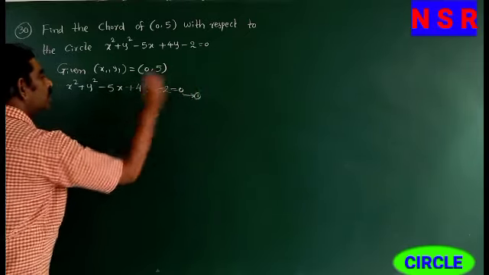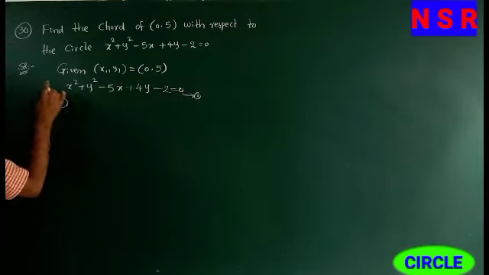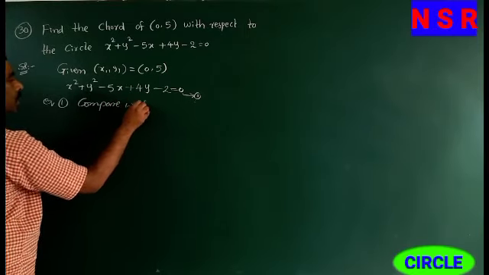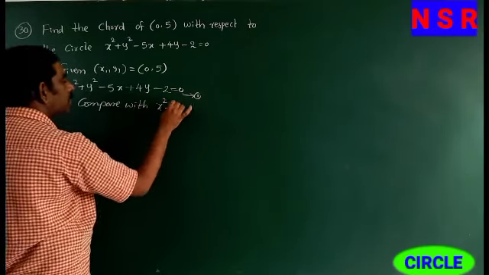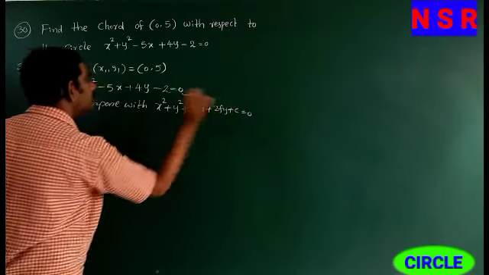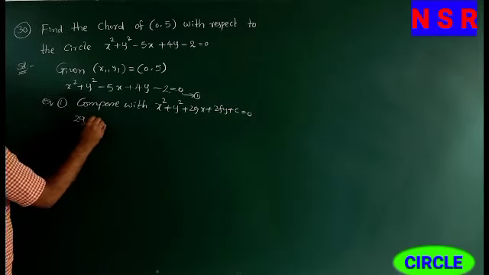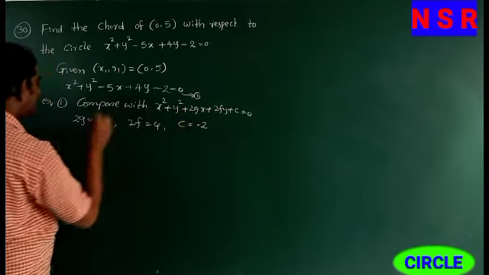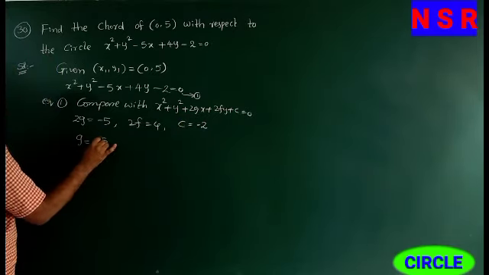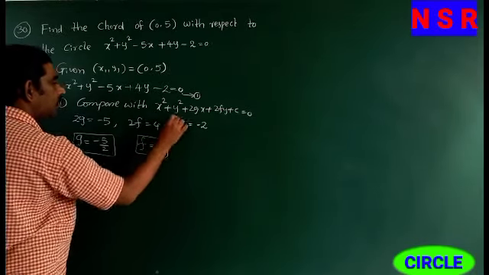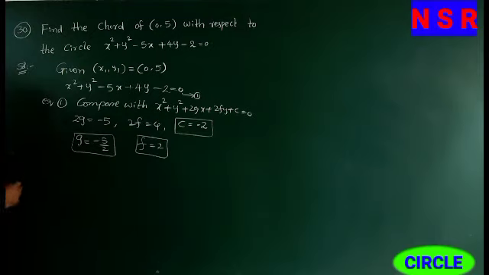Take it as equation number 1. Equation 1 compare with x square plus y square plus 2gx plus 2fy plus c equal to 0. Now 2g is equal to minus 5 and 2f equal to 4 and c equal to minus 2. So g equal to minus 5 by 2 and f equal to 4 by 2 and c equal to minus 2.